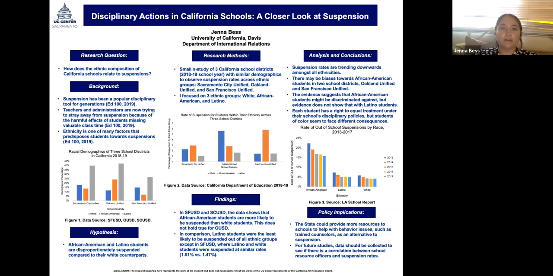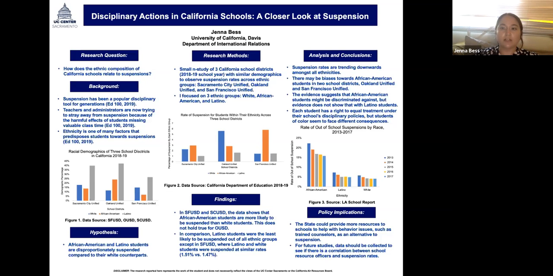Another important finding, also shown on figure 2, is that Latino students are the least likely group to be suspended, except in San Francisco Unified, where the rate was similar to white students. Suspension rates in California are overall on a downtrend when looking at figure 3, which shows the rate of out-of-school suspension from 2013 to 2017. But it is very clear that African-American students are still being suspended at much higher rates than all other ethnic groups. Every student has the right to equal treatment under their school's disciplinary policies, but students of color seem to not get that same treatment.